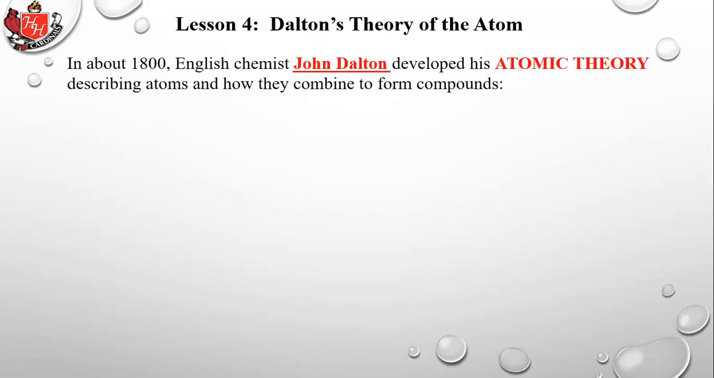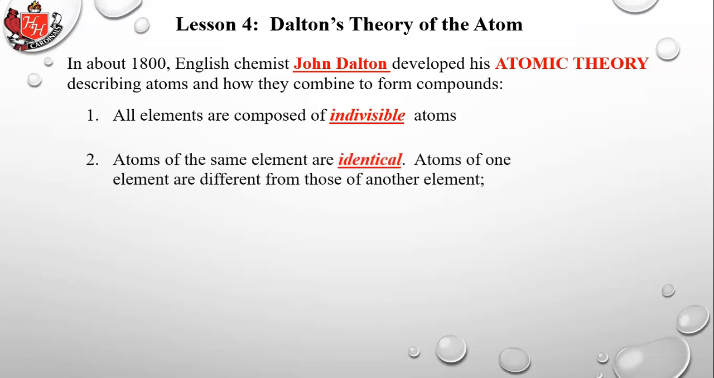In about 1800, English chemist John Dalton developed his atomic theory describing atoms and how they combine to form compounds. So it is Dalton, by the way, who came up with the name atom. 1, all elements are composed of indivisible atoms. 2, atoms of the same element are identical. Atoms of one element are different from those of another element.